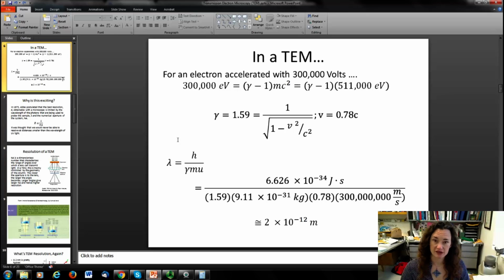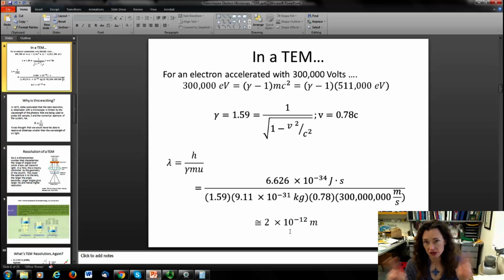So you have lambda is equal to h over gamma mu when it's a relativistic particle. So h, 6.626 times 10 to the minus 34 joules seconds, divided by gamma, 1.59, divided by the mass of an electron, 9.11 times 10 to the minus 31 kilograms, divided by the speed, which is 78%, or 0.78 of the speed of light, which is 300 million meters per second. Solving for that, you get a wavelength of 2 times 10 to the minus 12 meters, okay?